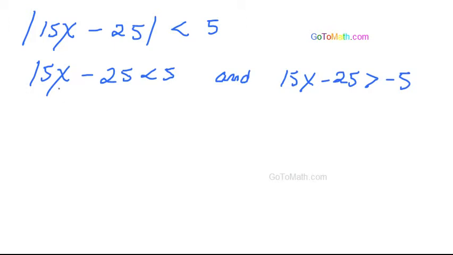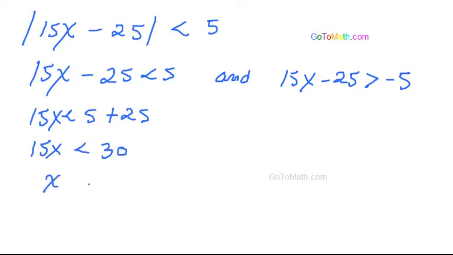Okay, so let's look at this one here first. So we have 15x. Now take the 25 to the other side, so it becomes plus 25. Whoa, I left out the x there. So that becomes 15x is less than 30, right? And so we have x is less than 30 over 15. And of course we want to reduce that down as much as possible, and that looks like x is going to be less than 2.